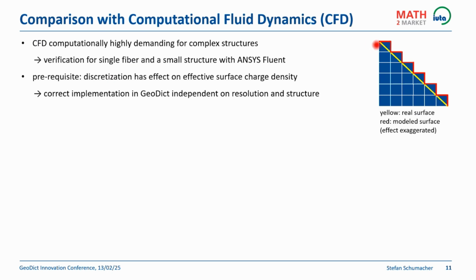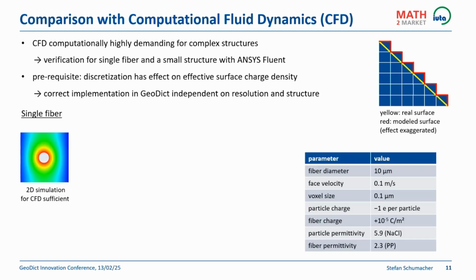If you think of something like Fluent, it models a very smooth surface. And in GeoDict, you have these voxels. So it's, of course, quite exaggerated here in this picture. And if you apply the same surface charge, it refers to different surfaces. So the red surface here in Fluent is larger than the yellow one in GeoDict. And we considered this effect and corrected for it. It sounds quite easy, but it depends on the voxel size, it depends on the curvature, it depends on overlap of fibers, but that's now all implemented. And then you get exactly the same results if you enter the same surface charge density.